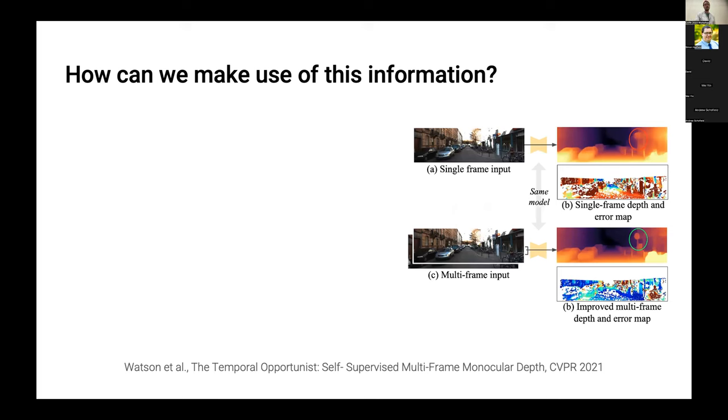So what we'd like to have instead is a network that can take a single frame as input, as we see in the top right, and make a prediction. And you can see the error maps below the depth prediction. But with the exact same network, we'd still be able to take multiple frames in if they're available, and hopefully improve the performance of the depth estimate. That's realized by the fact that we see bluer colors in the image, which indicates that there's less error.